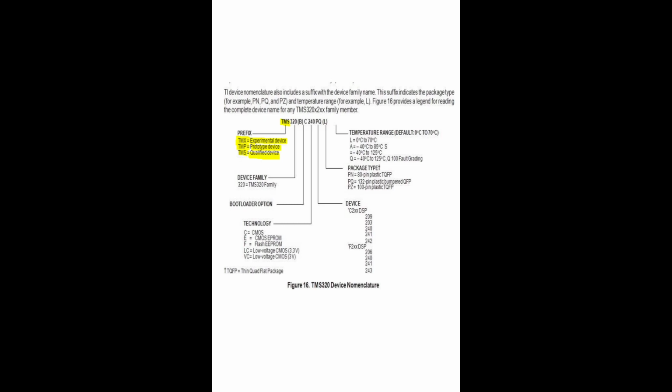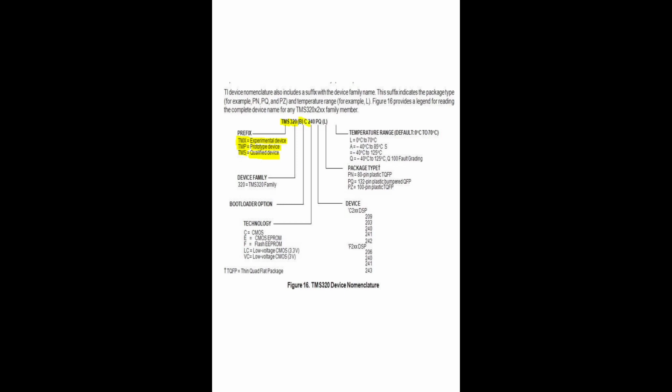And then 320. So 320 means it's a family number, like 8085, 8086, 8051. In mobiles, many of them mention Samsung S9, S10, like that. That means it is a family number.